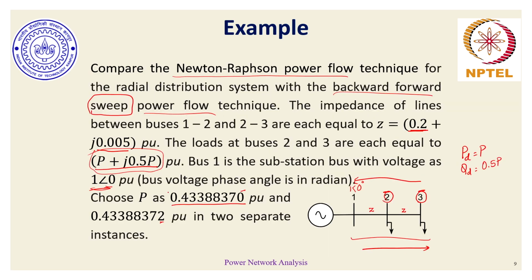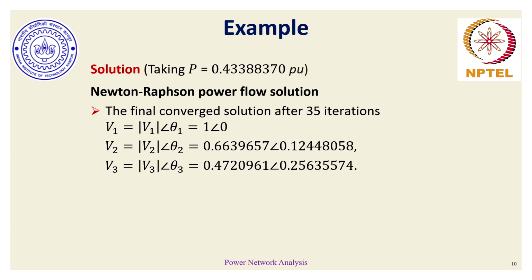So for our first load case, where P is 0.43388370 per unit, we evaluate the Y-bus matrix and find the power flow equations. You can apply a rectangular coordinate solution or a polar coordinate solution. Either way, the application of the Newton-Raphson technique would remain the same. And when we try to solve using the Newton-Raphson technique, the solution takes about 35 iterations with an initial flat start as the voltage values. There are no PV buses involved, only 2 PQ buses and 1 slack bus.